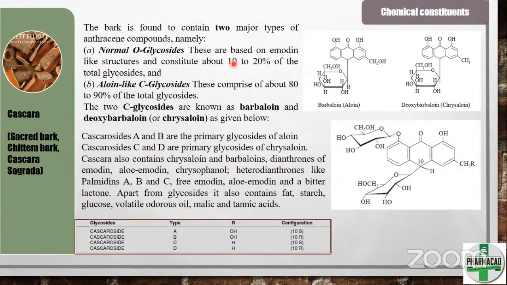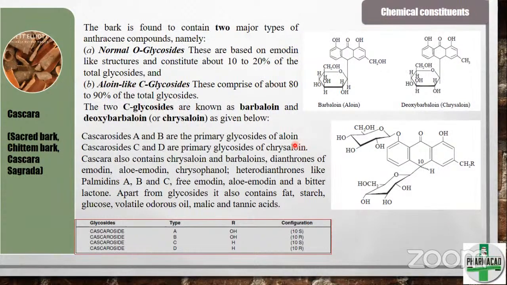So why is that the answer here? Okay, here we will see that C type of glycosides are 90% present in this bark, whereas O are present only 10%. So which will give the more positive test? It will be modified Borntrager's. Okay, so it has normal O and aloin-like C glycosides, which comprise about 80 to 90% of total glycosides. So the two C glycosides, which are known as barbaloin and deoxybarbaloin or chrysaloin, are given below.